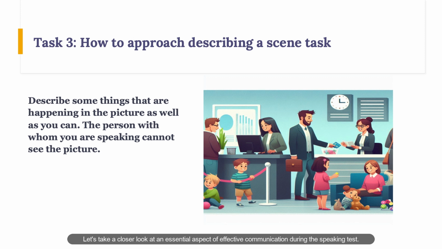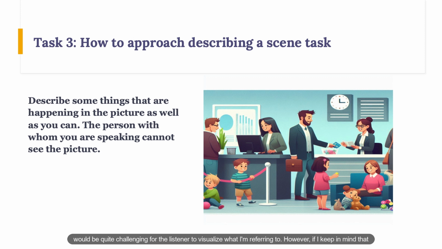Let's take a closer look at an essential aspect of effective communication during the speaking test. It's important to remember that the person you're speaking with cannot see the picture you are describing. This is particularly crucial in speaking tasks 3, 4, and 8. When you describe any of the photos, being explicit and detailed in your descriptions is vital. For instance, if I were to say, "The woman is talking to the man," it would be quite challenging for the listener to visualize what I'm referring to.